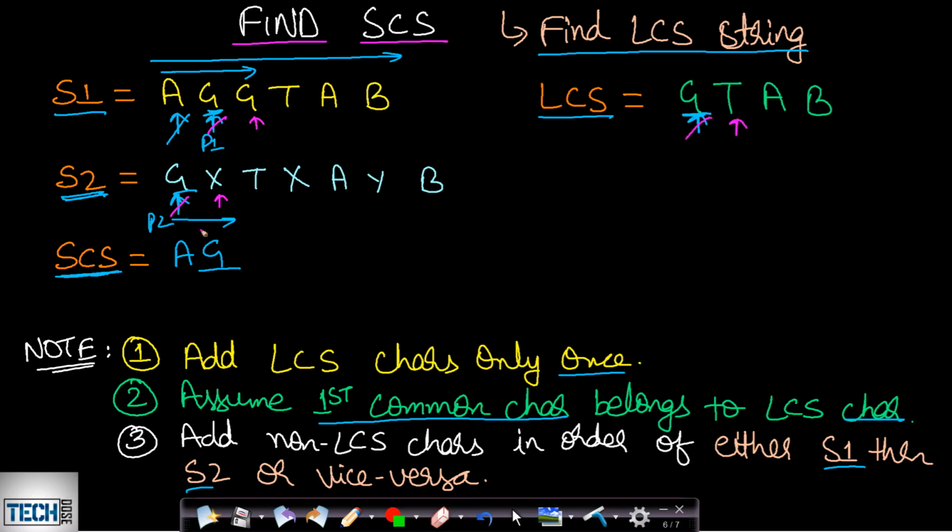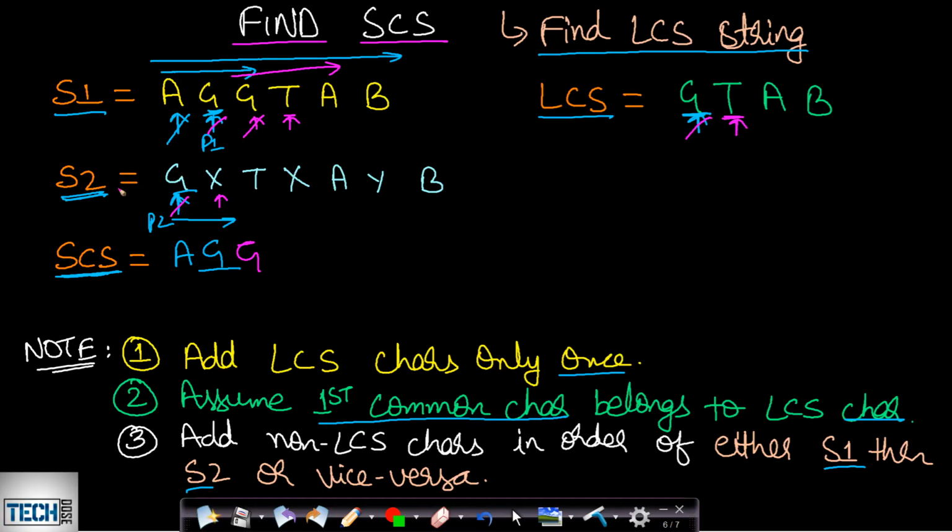Now we will repeat the process again. We will have to again traverse this string S1 until we hit this current character of LCS. The current character is T, but this is G, so we will be including this G into our SCS. Now this current character is T, which is the same as this LCS, so we will stop here.